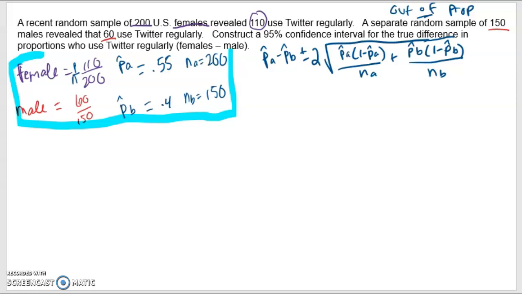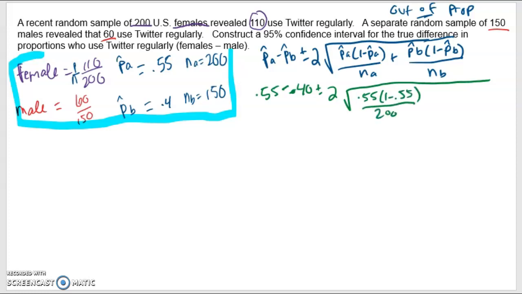Okay, so P hat of A is the female proportion, so that is 0.55 minus 0.40, plus or minus 2 times the square root of 0.55 times 1 minus 0.55 over 200, plus 0.40 times 1 minus 0.40 over 150. And notice it really doesn't matter the order that you do the P hat of A. Everything under the square root is added together.